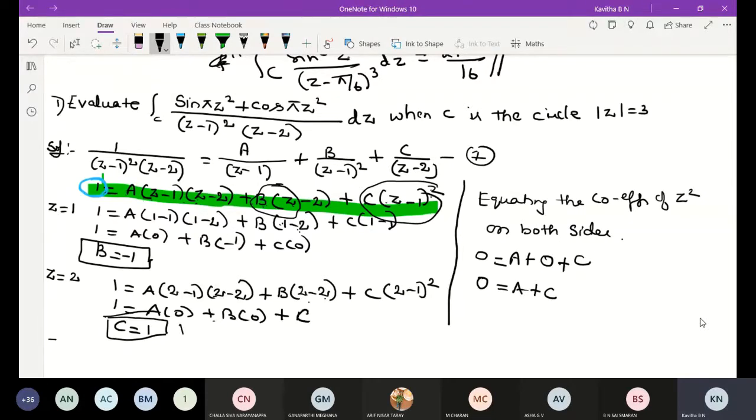Then just now we found the C value. The C value is 1. Substitute here: then 0 is equal to A plus 1. Then A is equal to minus 1. Correct? A is equal to minus 1. Write it down. I will give 1 minute. Write down neatly. Very, very important question.